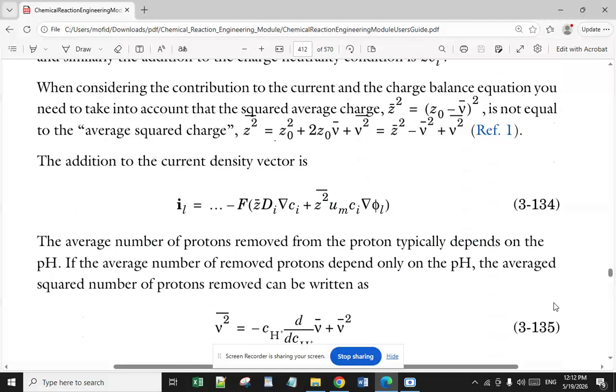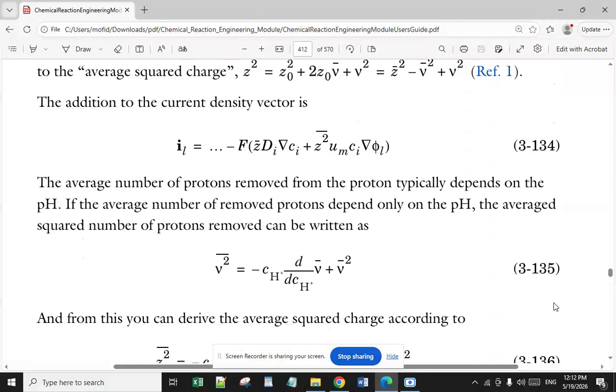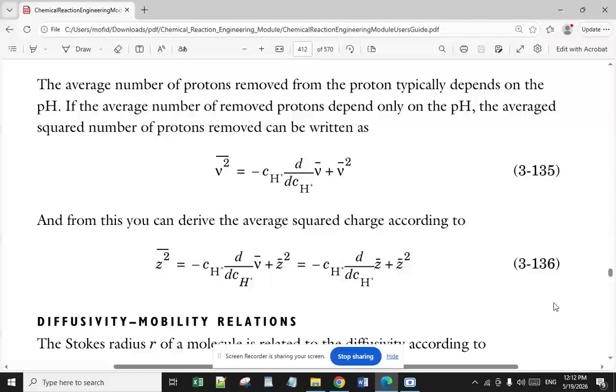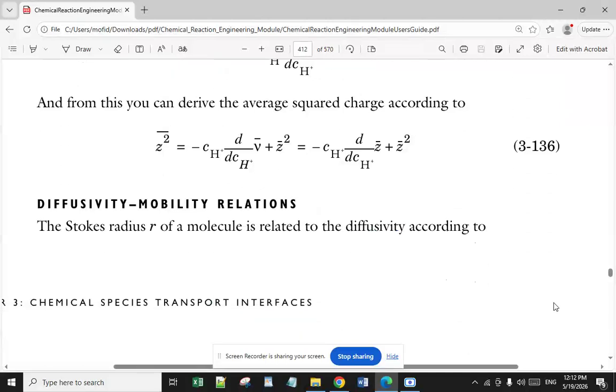The average number of protons removed from the protein typically depends on the pH. If the average number of removed protons depends only on pH, the average square number of protons removed can be written as follows. And from this you can derive the average square charge according to this formulation.